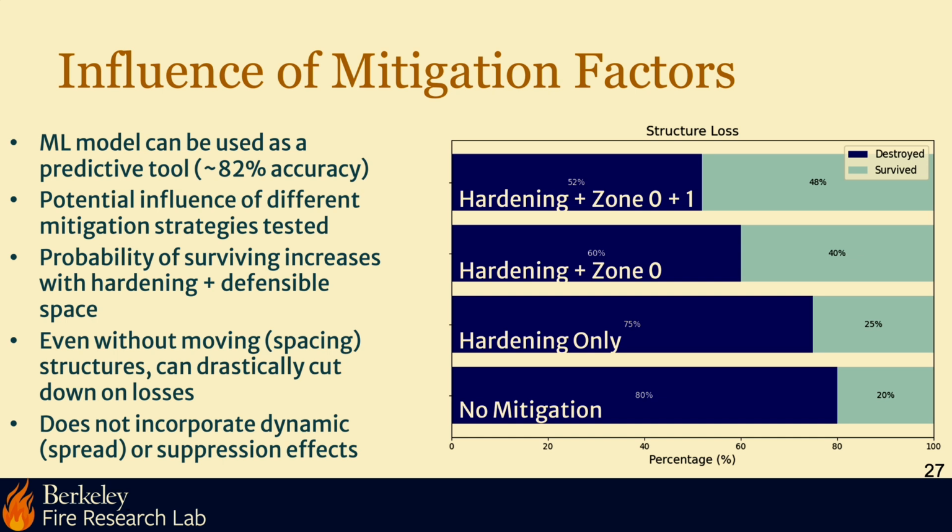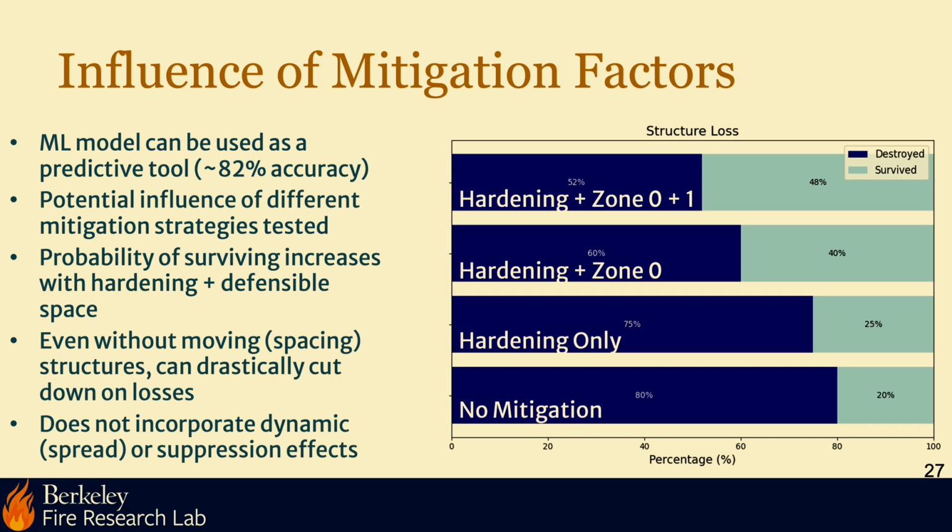We could do something cool with this, though. What if we actually took those old fires and protected those structures? Initially, we had 80% of those structures destroyed. What if we just applied the siding, the vents, and the hardening? That goes from 20% to 25% of the structures surviving. What if we also do hardening and clear Zone 0, that 5-foot closest area? Suddenly we go from 25% to 40% surviving.